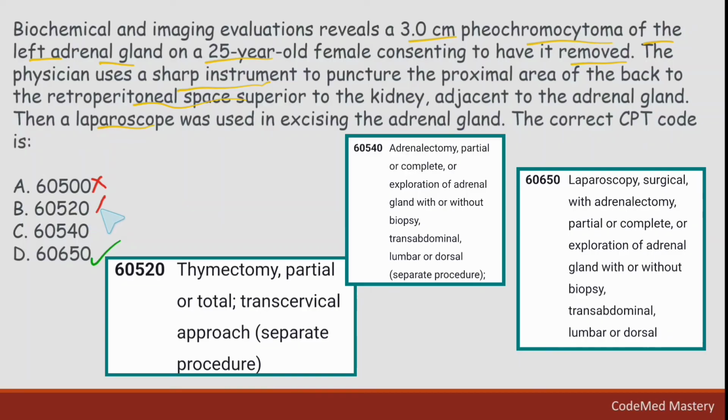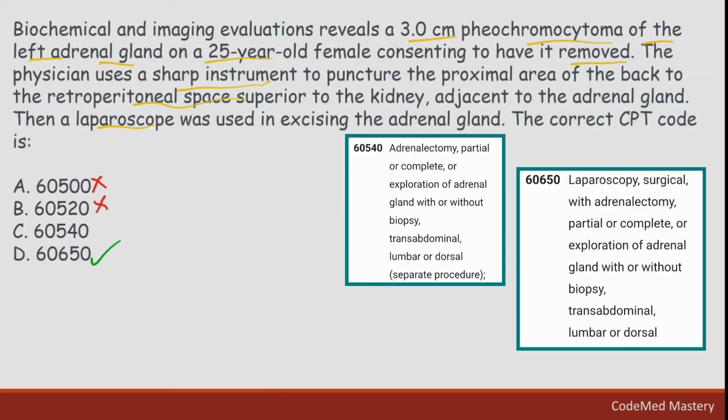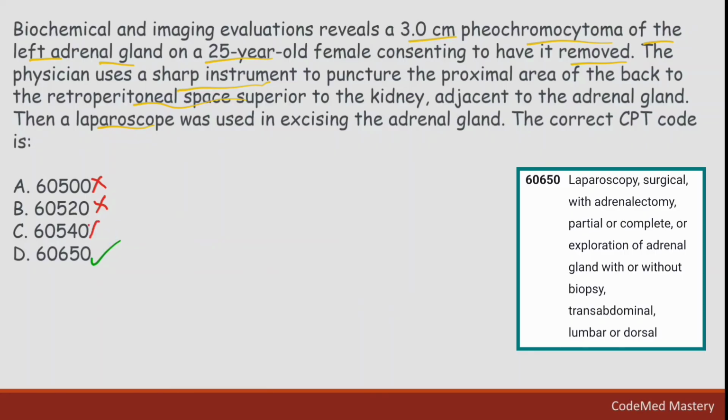60520, eliminate that. And option C, 60540, is for adrenalectomy, partial or complete, or exploration of adrenal gland with or without biopsy, transabdominal, lumbar or dorsal. But we have to go for laparoscopic procedure. And 60540 is not for laparoscopic procedure, right? So, we'll eliminate option C. Option D is the right answer.